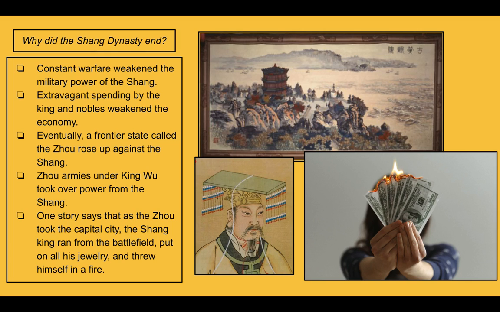So eventually, a frontier state, probably out in the outskirts of China, called the Zhou, rose up against the Shang. Zhou armies under King Wu, who is pictured here, this handsome fellow, took over power from the Shang. And one story suggests that as the Zhou took the capital city, the Shang king ran from the battlefield, put on all his jewelry, and threw himself in the fire. So that shows how corrupt it was towards the end.